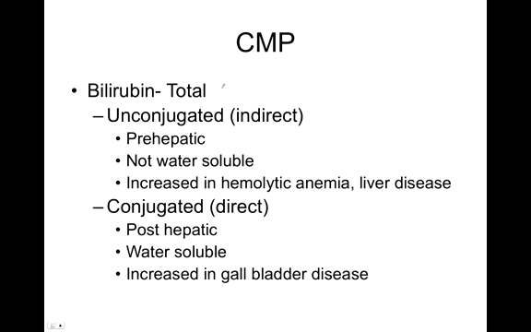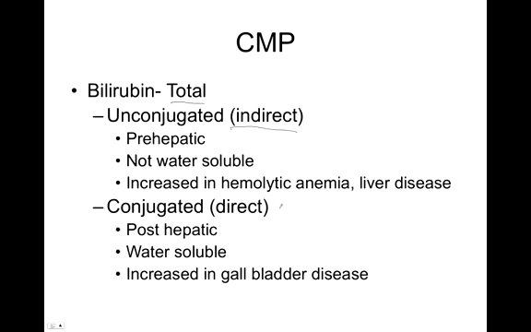Also included in the CMP is the bilirubin. You get a level of the total, and then the unconjugated or indirect, and that's pre-hepatic. So the unconjugated bilirubin is formed from the breakdown products of the hemoglobin. It's not water soluble. It's increased in hemolytic anemia, which makes sense. If it's formed from the heme, then you would have an increase with hemolytic anemia. In liver disease, because it's not processed, so again, this is pre-hepatic.